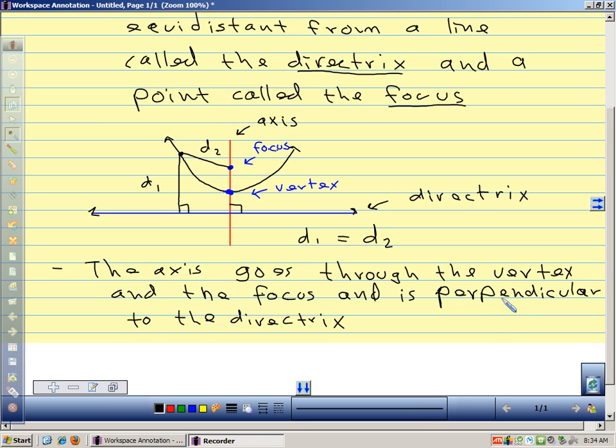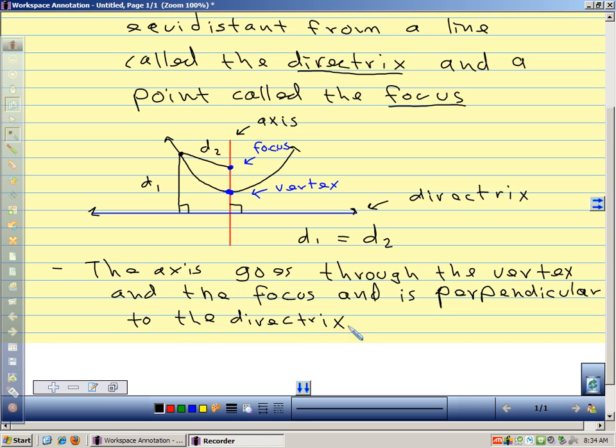No, because the axis, so this isn't the y-axis. This is the axis of the parabola. So the line that goes straight up the middle of the parabola, that's what the axis is. So if we have a shift, the axis shifts with the parabola. So the axis of the parabola always goes through the vertex and the focus and makes a 90-degree angle with the directrix.